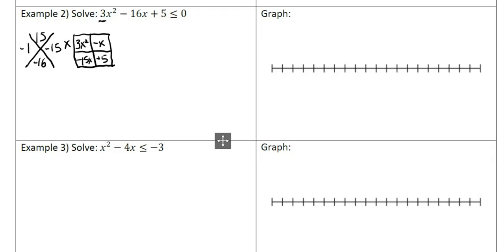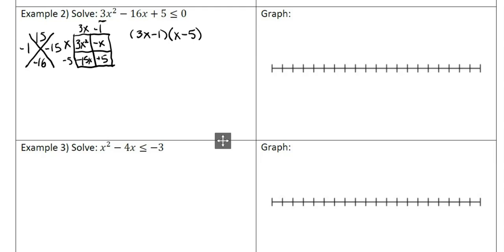And then x times 3x would give us 3x squared. And then 3x times minus 5 would give us negative 15x. And negative 5 times negative 1 would give us positive 5. Plus negative 1 times x is negative x. So it works all the way around. So our factors then are 3x minus 1 from these factors along the top, and then x minus 5 from the one on the side.